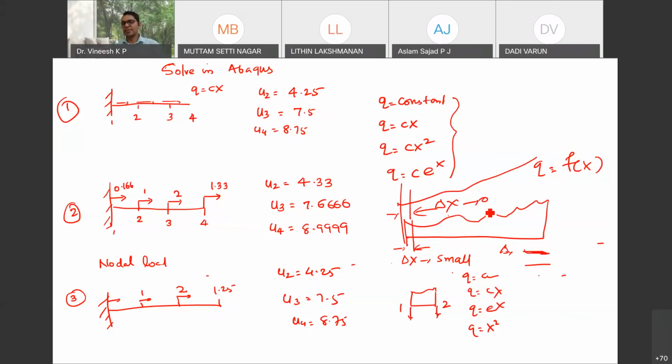Theoretically, delta x tending to 0 is not correct. In the finite element method you always have finite dimensions, so delta x tending to 0 is a wrong phrase I used. But when the element size is small, whether q is equal to cx or x square, you will see that inside an element it is almost like a uniformly distributed load. So when you increase the number of elements, you get approximately the analytical solution.